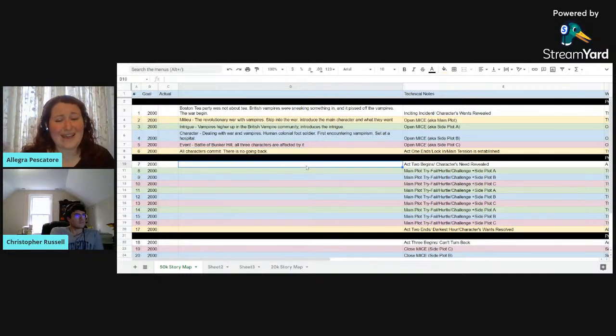Now, as Act 2 begins, this transition, either just before the break or just after the break, is where the characters' needs are revealed. The characters' wants and the characters' needs are different. A want is what you think you need, and a need is what you actually need.